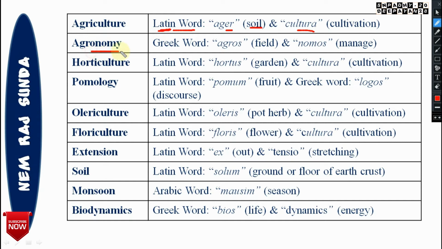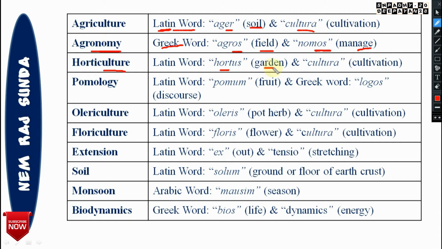Then agronomy. That is from the Greek words agros and nomos. Agros means field and nomos means manage. That means management of the field is known as agronomy. Then coming to horticulture, that is from Latin words again, hortus, the meaning is garden, and cultura means cultivation.